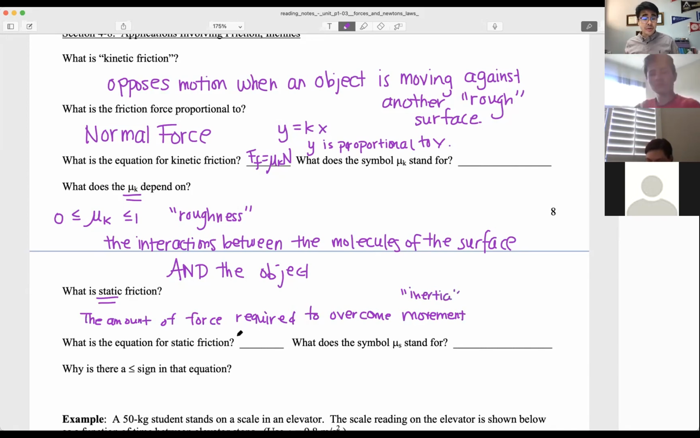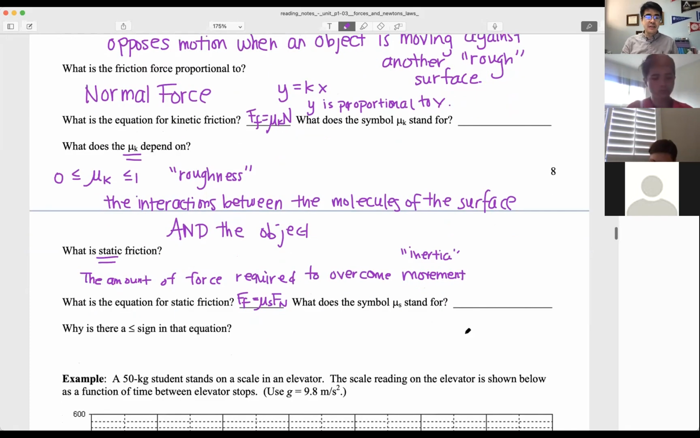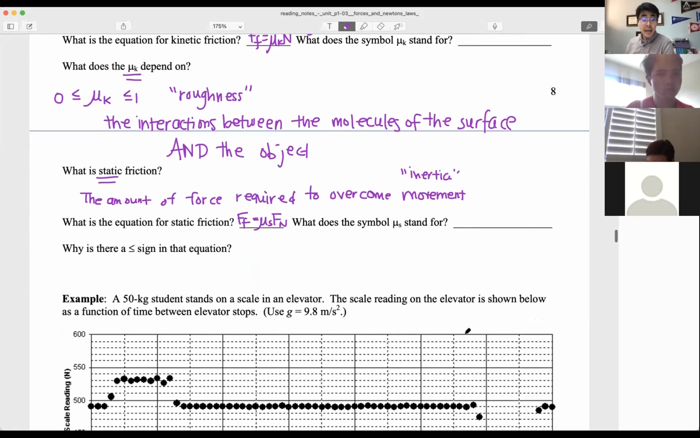It's the same equation, right? So it's just F is equal to mu s Fn. And then mu s is the coefficient of static friction. If you look on the AP physics review sheet, you're going to see that F is less than or equal to mu times the absolute value of Fn. I think that's what it looks like on the equation. See, why is there a less than or equal sign?